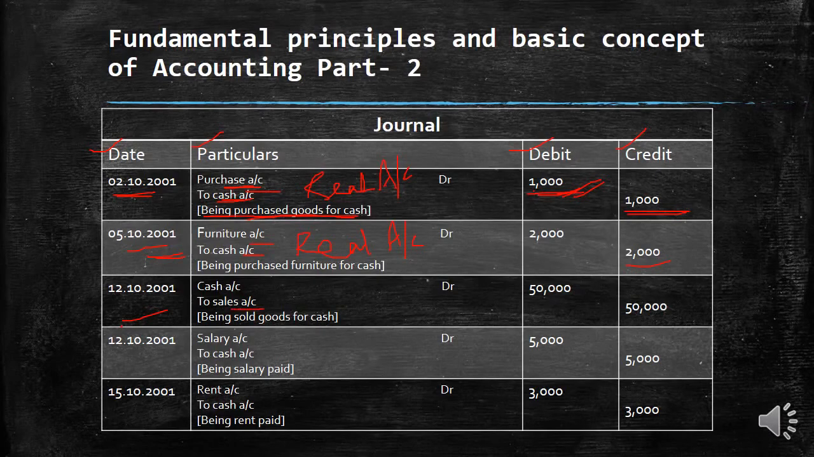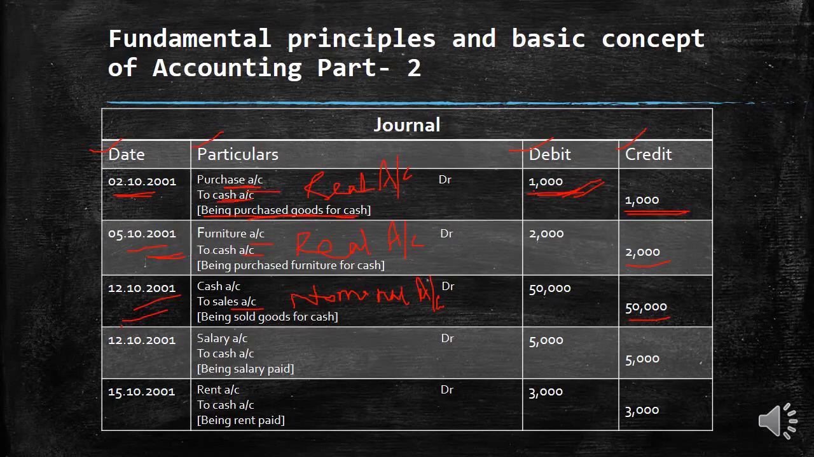The next transaction is sold goods for cash rupees 50,000 on 12th October 2001. So in the journal we have written the date 12th October 2001 in the date column, and we have debited the cash account and credited the sales account, because sales account is a nominal account, and for a nominal account the golden rule is debit all expenses and losses, credit all incomes and gains. Sales is a type of gain or income, because by selling something you get money. It is a gain, right? So it will be credited.